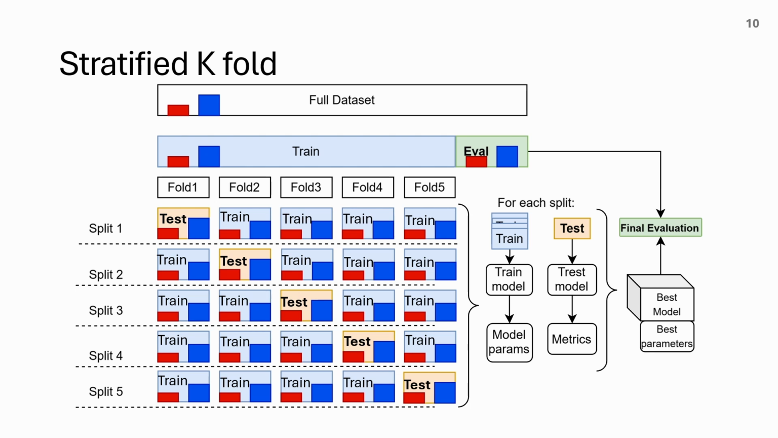This is especially beneficial when we have imbalanced datasets. Without stratification, we might end up with some folds that have too few positive examples, leading to misleading performance estimates.